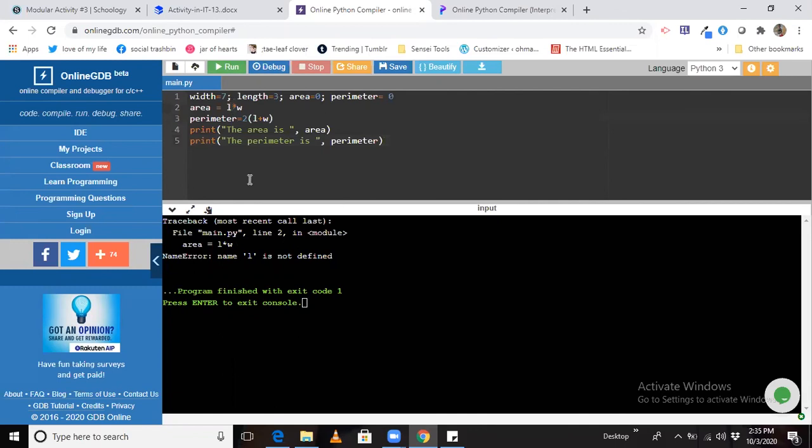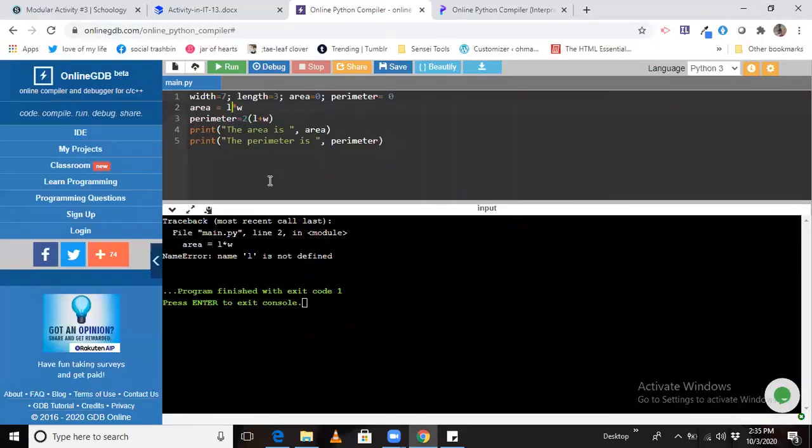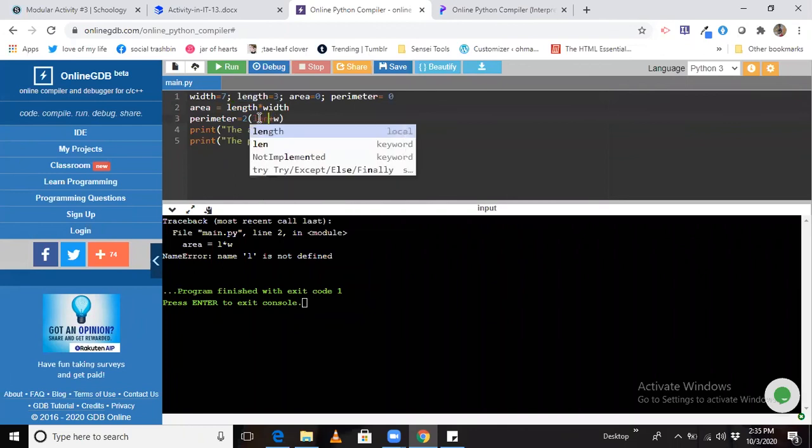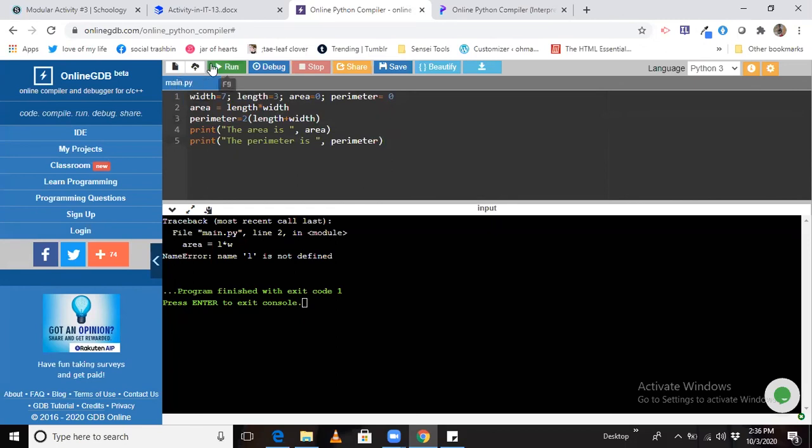Pero if you were correct, bakit siya nag-error? If literal mo convert into a program, ganito ang output niya, which is error. Pero ang correction niyan is length. Hinahanap niya kasi yung L at saka yung W. So, hindi sila magkaparehong variable. If L lang yung gagamitin mo for length, ibang variable na yun. So, kailangan eksaktong pareho silang variable. And this is length, and this is width.